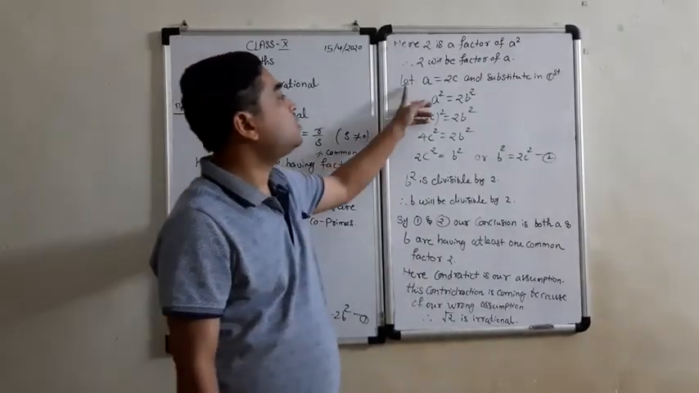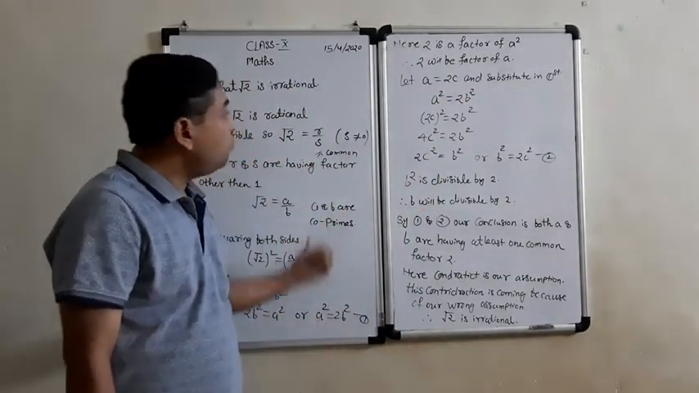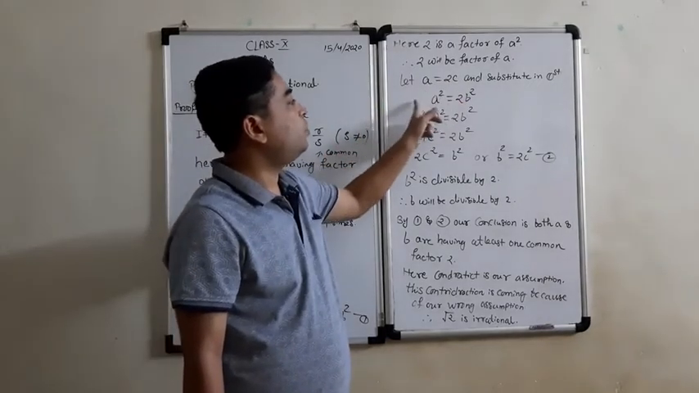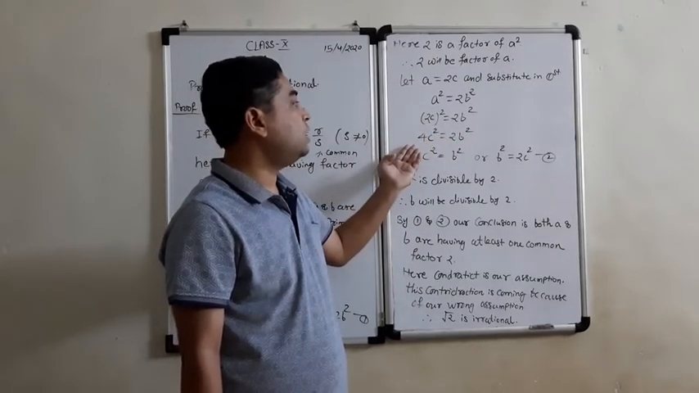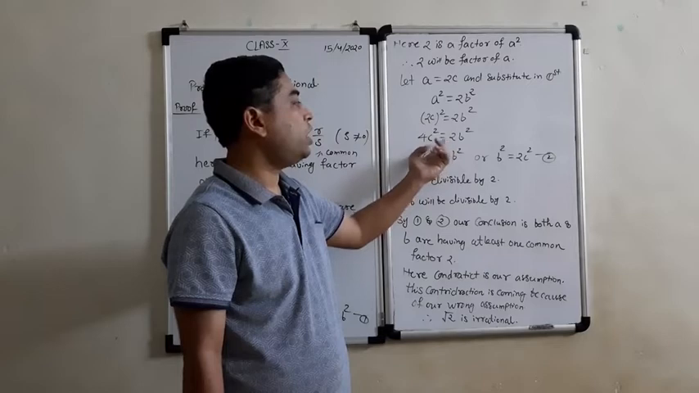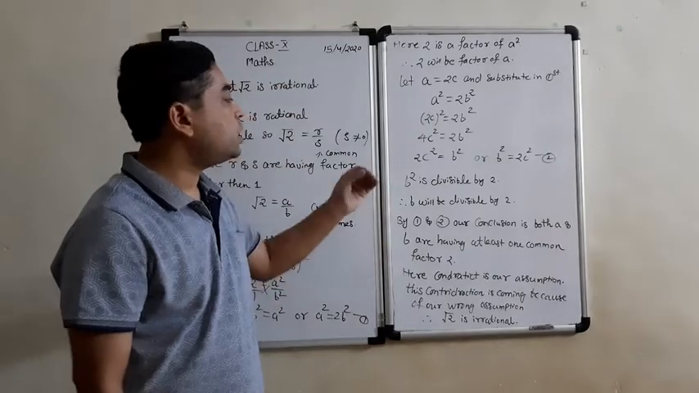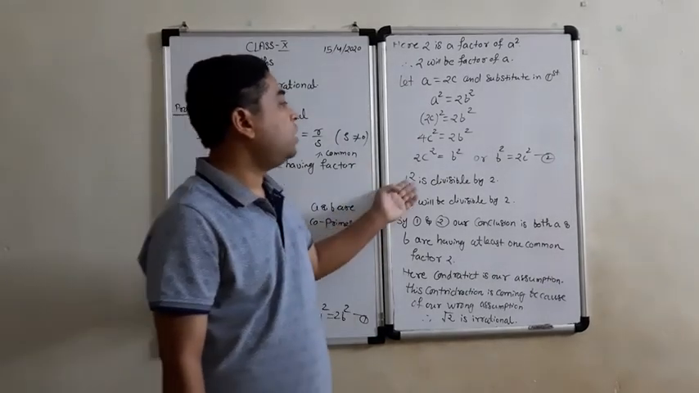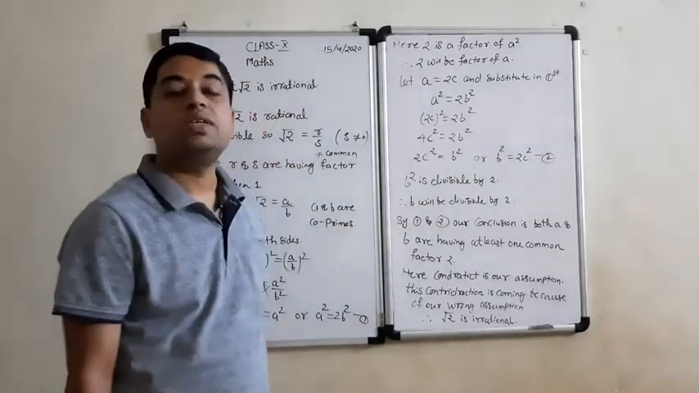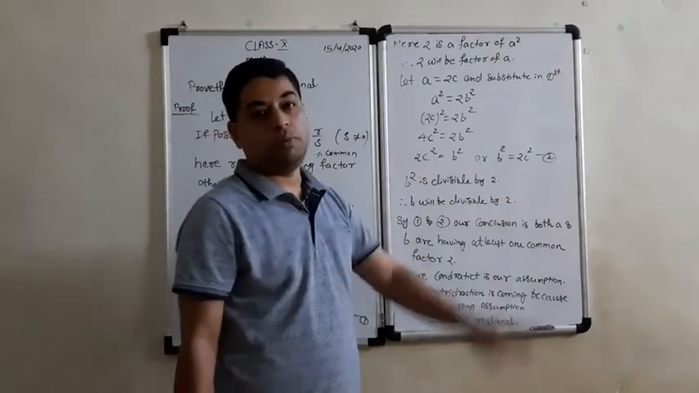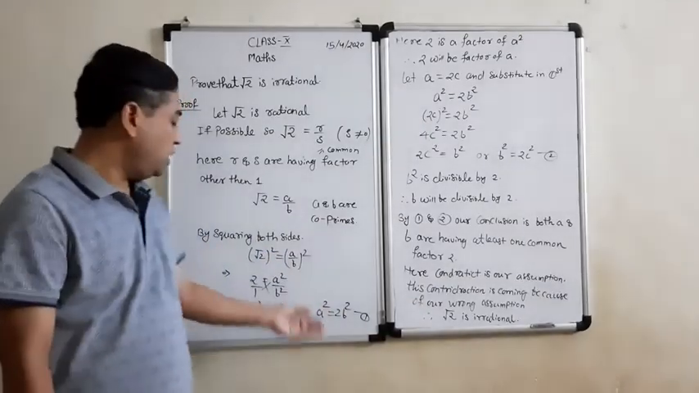After that, in place of a, let us put a is equal to 2c in statement 1. So 2c square is equal to 2b square. After simplification, it comes 4c square is equal to 2b square, and then we can write b square is equal to 2c square. So this statement also shows that b square has two factors, 2 and c square. It means b square is divisible by 2, and if b square is divisible by 2, then b will also be divisible by 2.